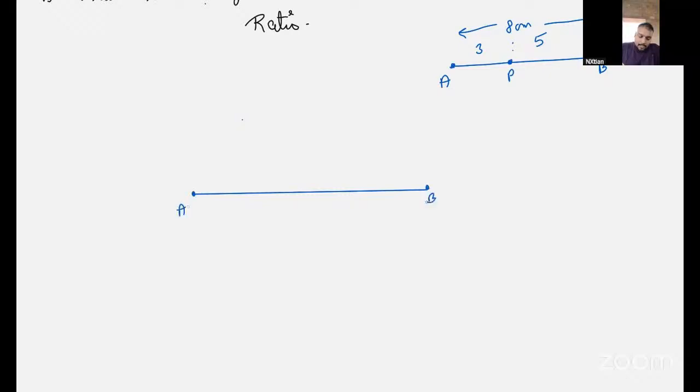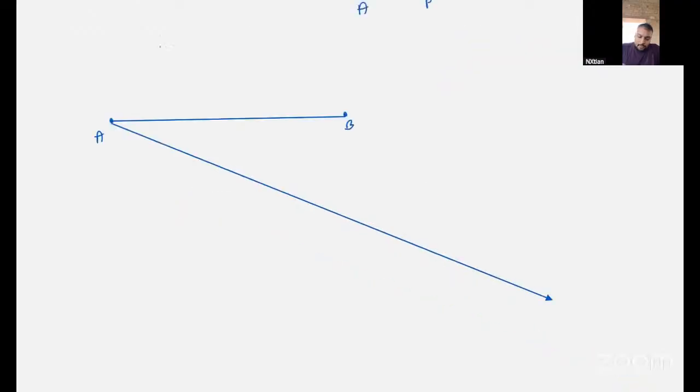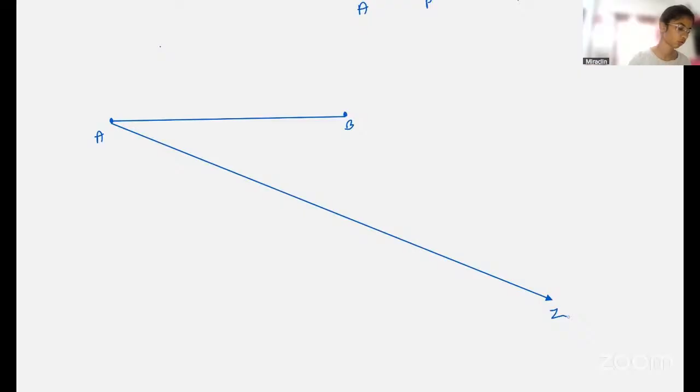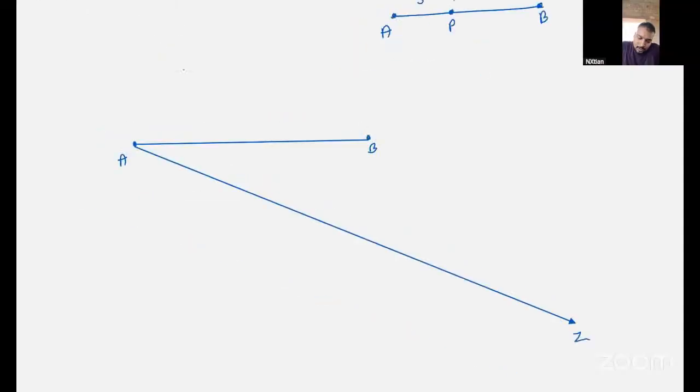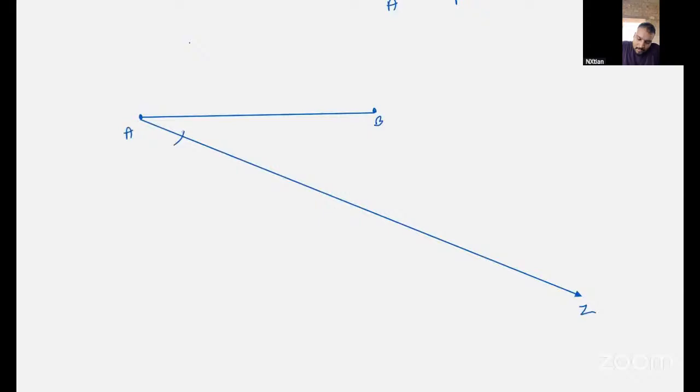And then draw an acute angle ray. Name it as what? AZ. Next step, could you tell me? Then open the compass to any measurement and make 8 equal points on AZ. So they will be named A1, A2, A3, A4, A5, A6, A7, and A8. Everyone got my point?